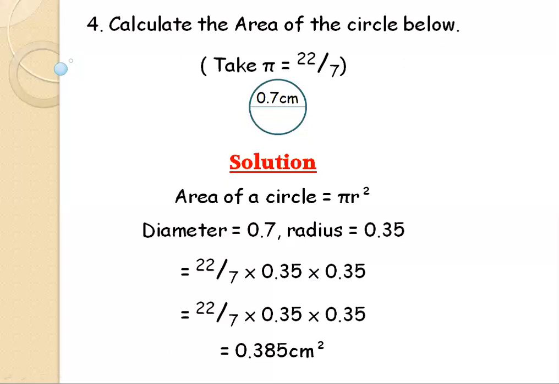So what is the next thing? You can try to divide. 7 can go here 1, and 7 here will give me 0.05. So that at the end of the day, I'm going to multiply 22 by 0.05 by 0.35. And if you do your multiplication correctly, you should get this answer, 0.385 centimeter squared.